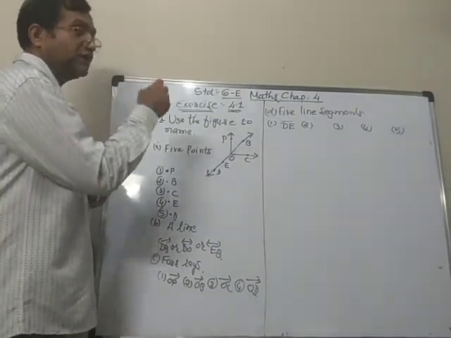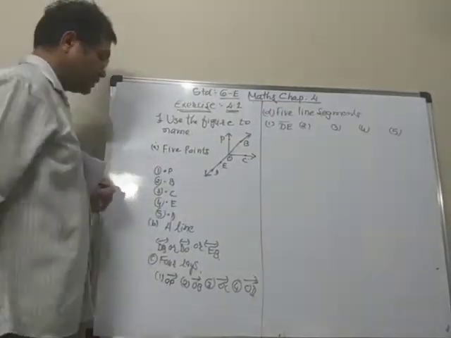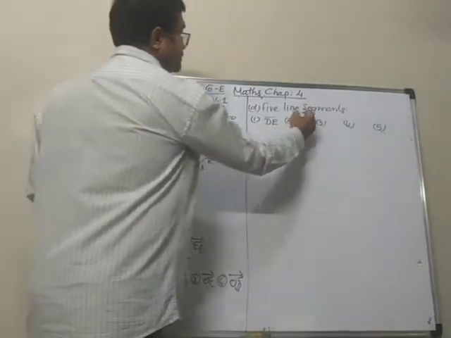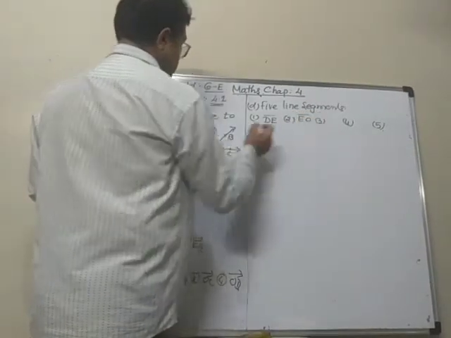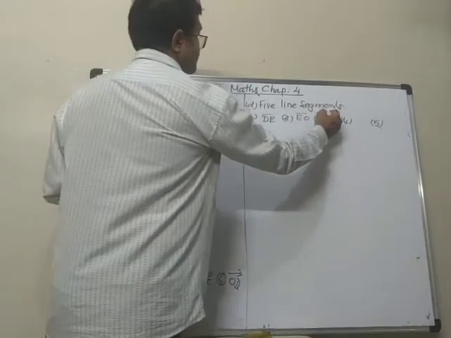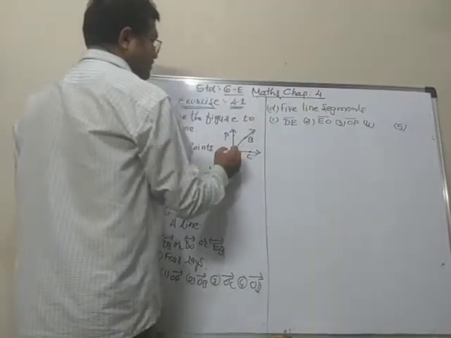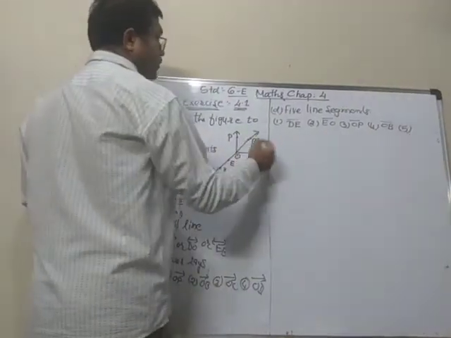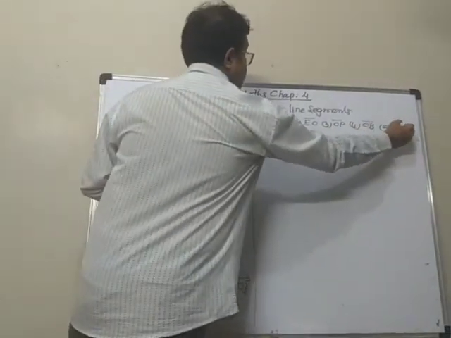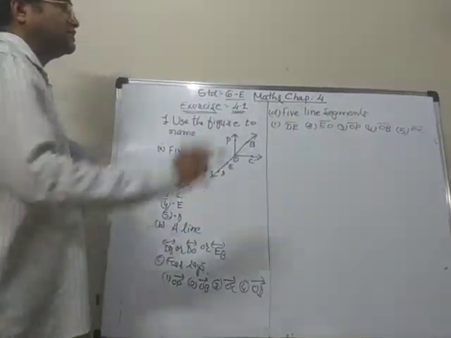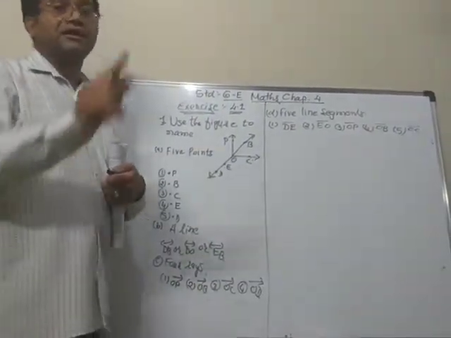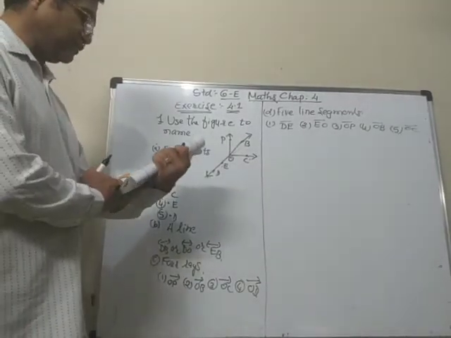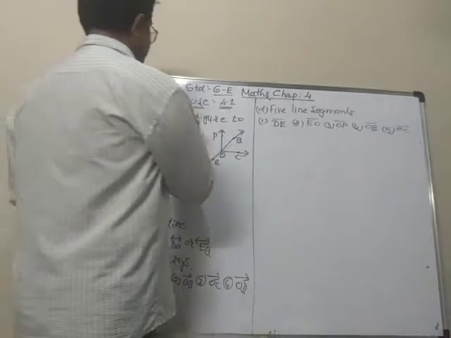A line segment does not have any rays around it. So line segment DE, you can take line segment EO, you can take line segment OP, you can take OB, or you can take OC. But the notation must be for the line segment, meaning only that line without arrows on both sides. So that was our question number 1.